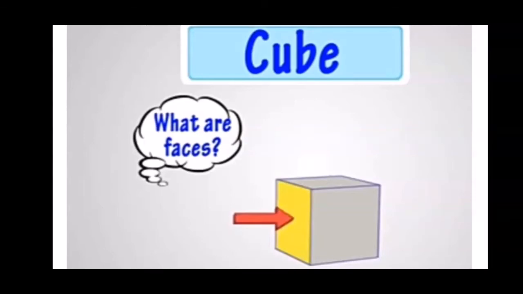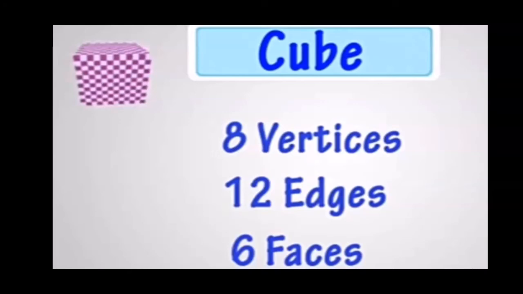I think many of you have played with a cube, using the dice you have played, isn't it? By that time, have you noticed how many faces are there? Yes. How many faces? We will be having 6 faces in the cube. Clear? See, in cube we are having 8 vertices, 12 edges and 6 faces. Clear students now about cube?